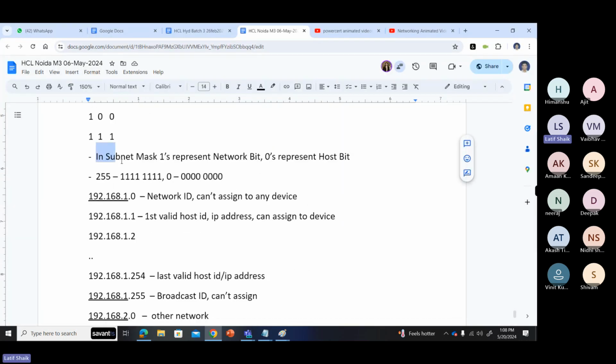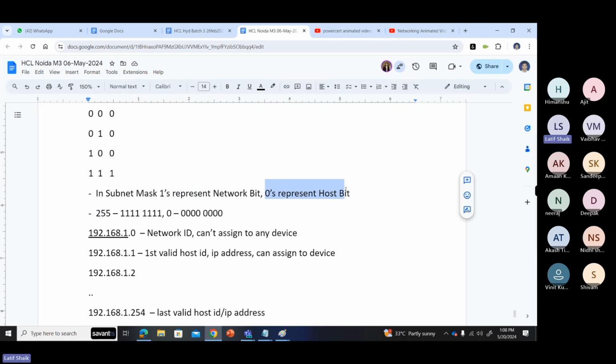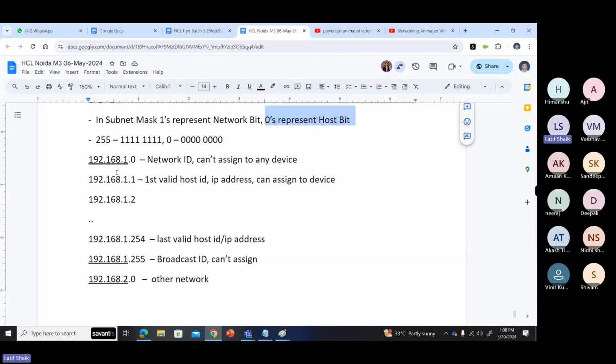In the subnet mask, ones represent network bits and zeros represent host bits. 255 means all ones, eight ones. Zero means eight zeros.